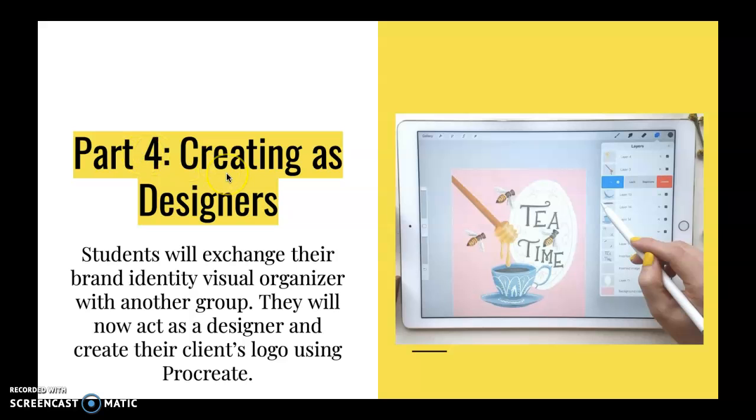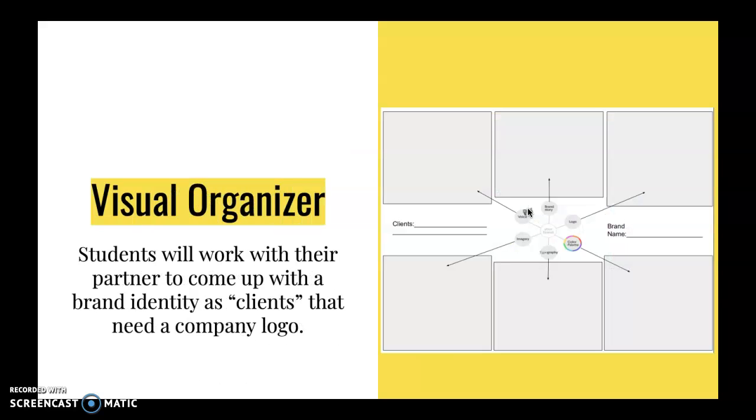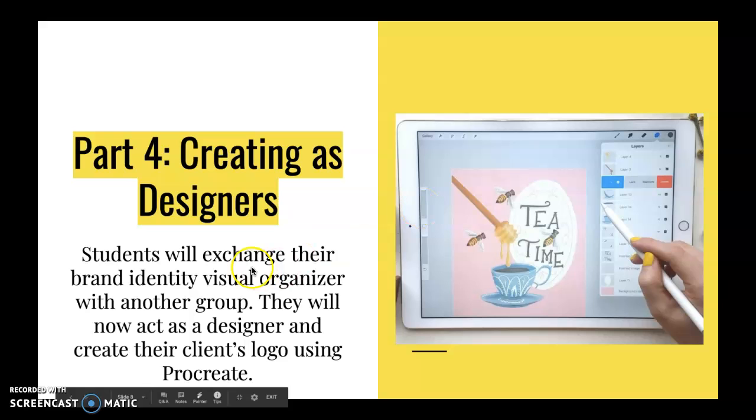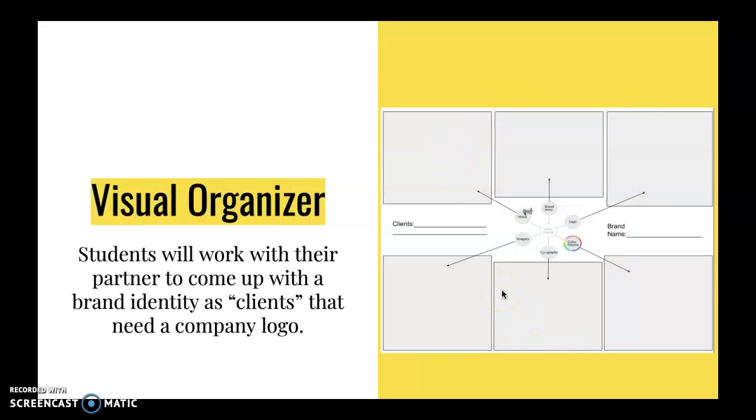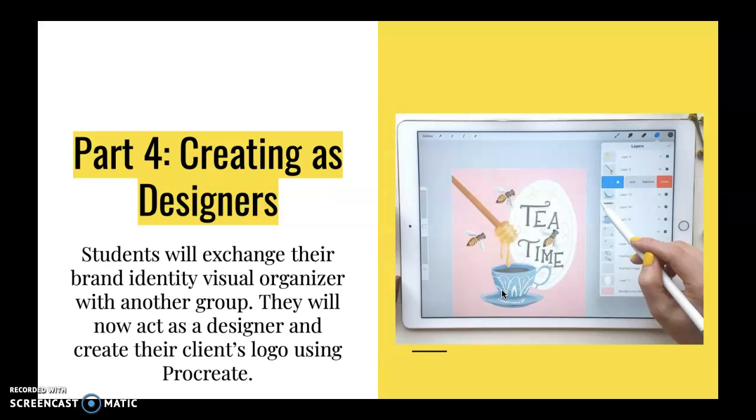Now they're actually creating their final assignment. So they're creating as designers. They will use Procreate and this visual organizer together and what they've learned about Procreate and brand identity. And they will have to create a logo for their partner's group. This will be the largest part of the project, and they'll go through a few drafts. They will have to meet back with their original group to have a little client designer meeting, to see if this logo is meeting the needs of the visual organizer and their brand identity. So that's sort of the gist of the project.